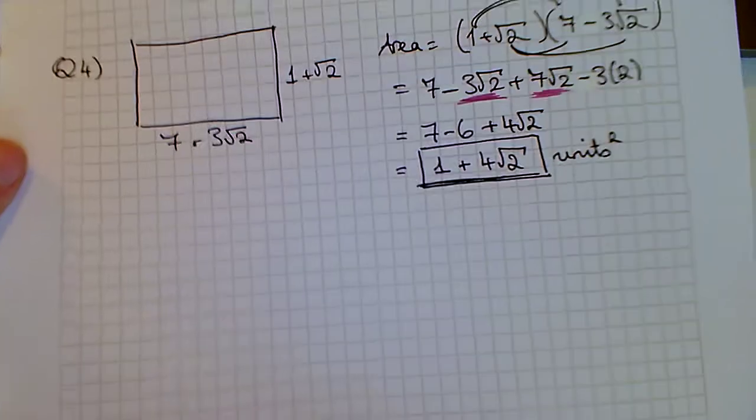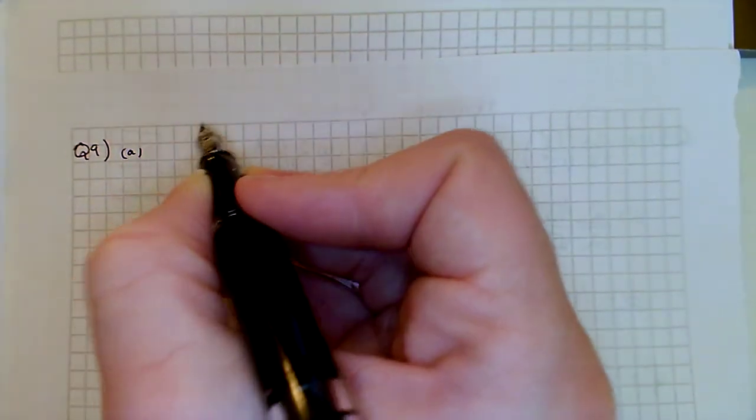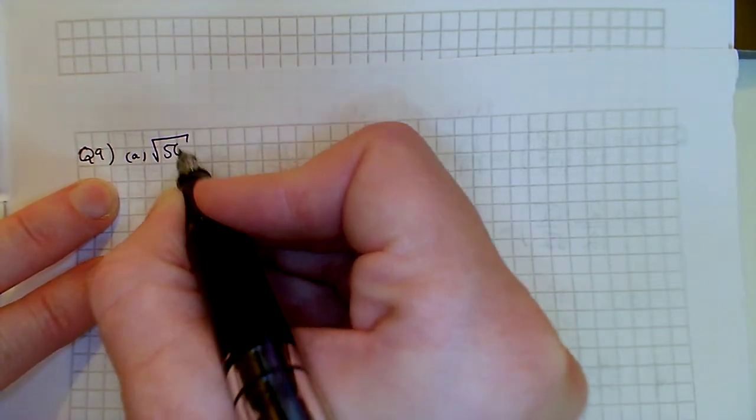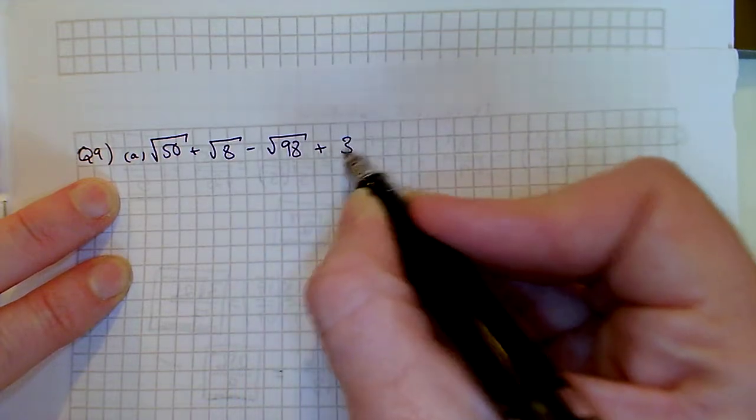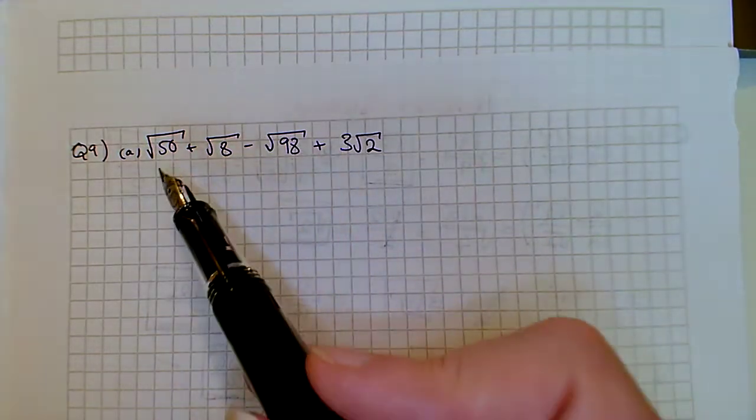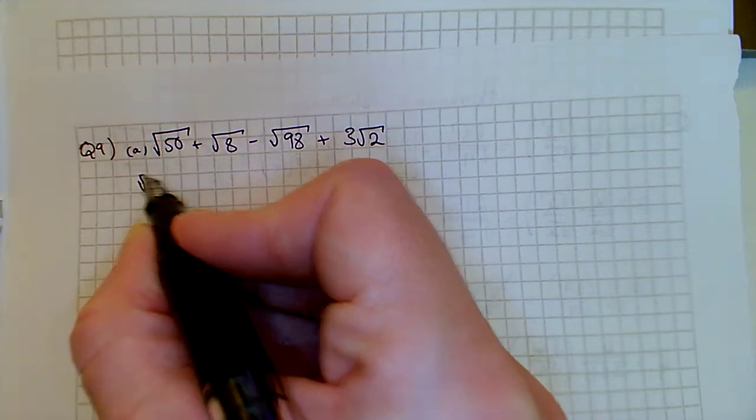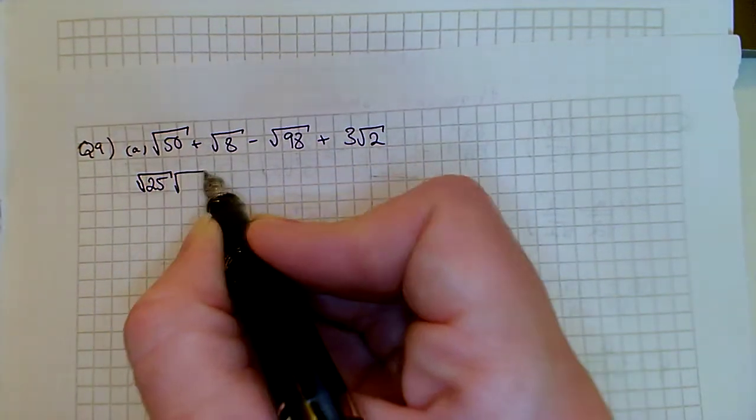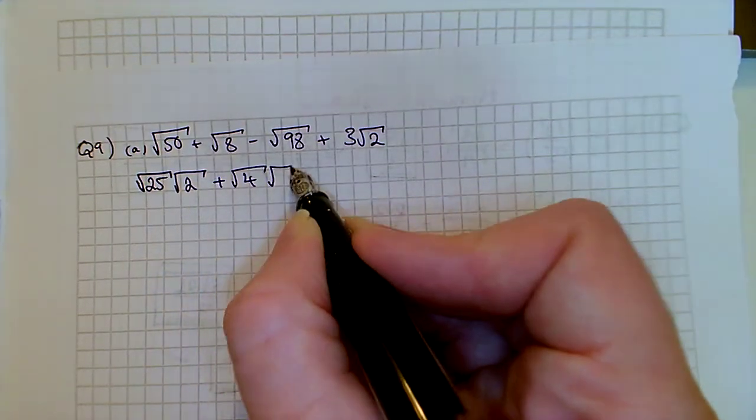Okay, and the final question that you had was question 9. So question 9 started by asking us to simplify. Part A asked us to simplify the square root of 50 plus the square root of 8 minus the square root of 98 plus 3 times the square root of 2. When we're asked to simplify questions like this, there's no fraction. You're going to look for a perfect square that divides into each of these. So 25 divides into 50, square root of 25 by root 2. 4 divides into 8, square root of 4 by root 2.